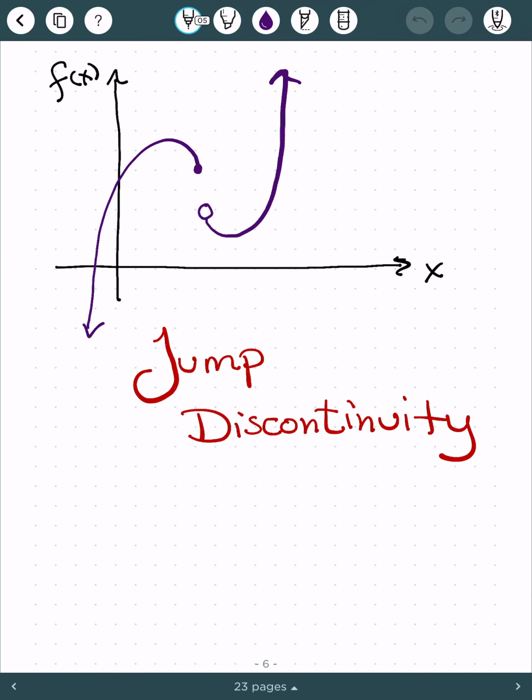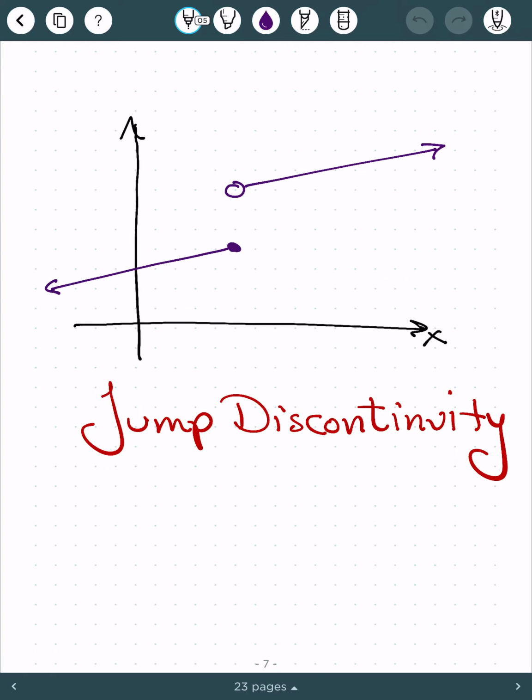Another type of discontinuity is called a jump discontinuity. In this case, you have to pick up your pen or pencil to get from one part to the next, but then you keep drawing. Like the name suggests, the function jumps from one place to another. Here's another example of a jump discontinuity.